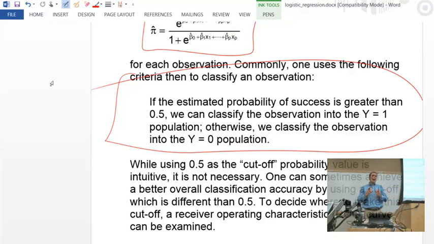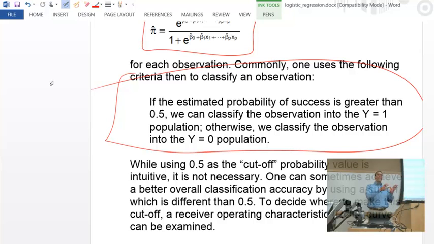But you don't necessarily need to use 0.5 as the cutoff probability. Especially in settings where you are really concerned about making a particular kind of error, such as where you predict a y equals 0 when in fact it was a y equal 1, or vice versa. In those settings, it might make sense to use a pi hat different from 0.5, maybe 0.7, maybe 0.2.